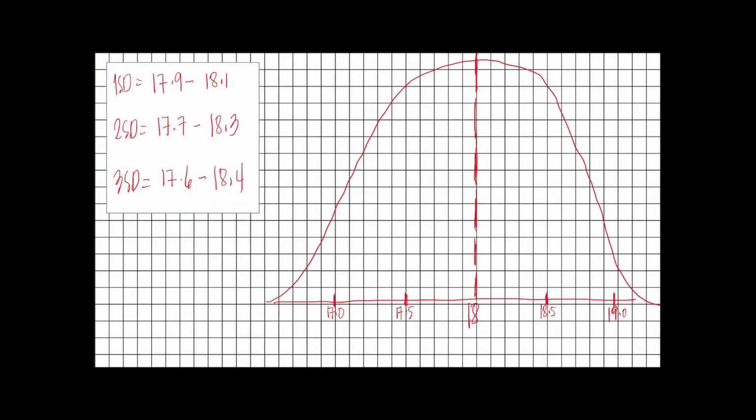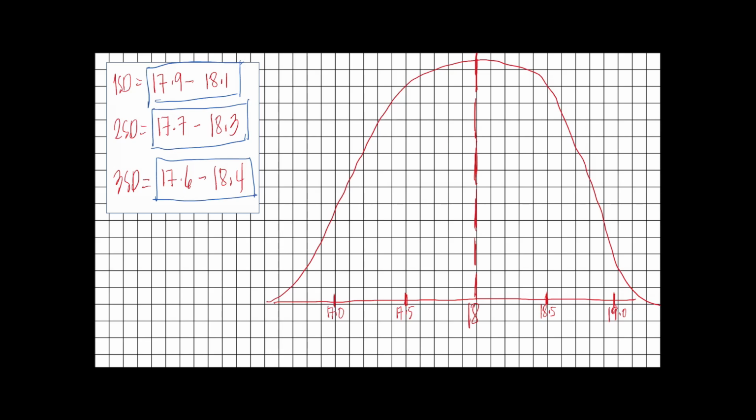After we determine the different ranges of the values for each SD, we can now plot these in a Gaussian curve, to visualize how the values are spreading in a Gaussian distribution curve. Again, our first SD is 17.9 to 18.1, the second SD is 17.7 up to 18.3, and lastly, we have 17.6 to 18.4 for our third SD. To plot these values, you can do this manually using graphing paper, or you can also use your computer.